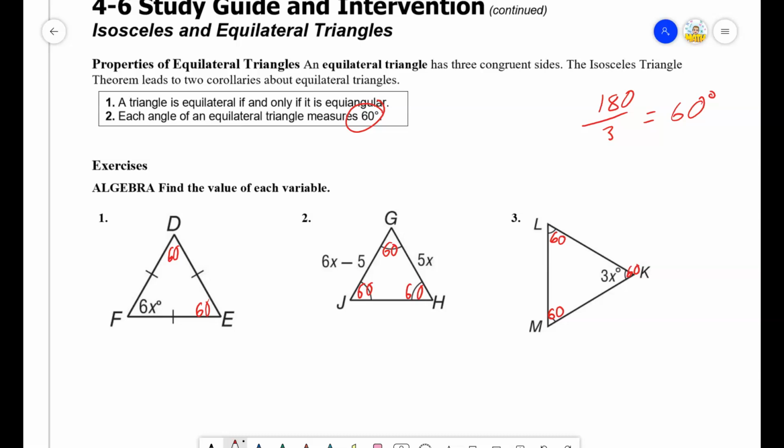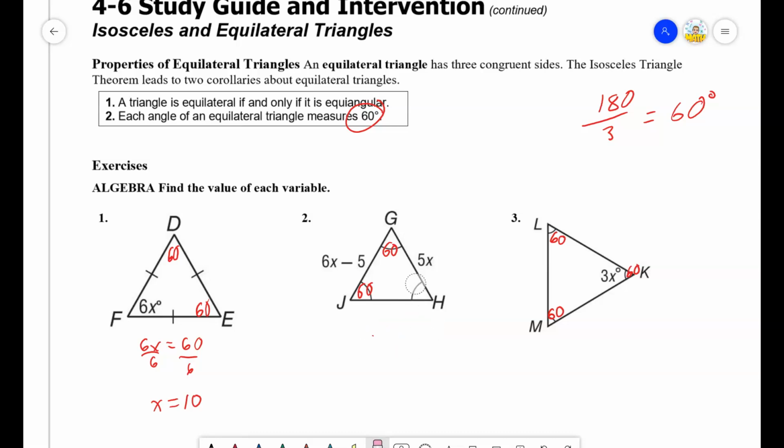Okay, so for the first one here, right away, we can say 6x must equal 60. Okay, 6x equals 60, divide both sides by 6, and we have x equals 10. Okay? So all we're doing is solving for the variable. Now, do not say that 6x minus 5 equals 60. This is a common mistake.